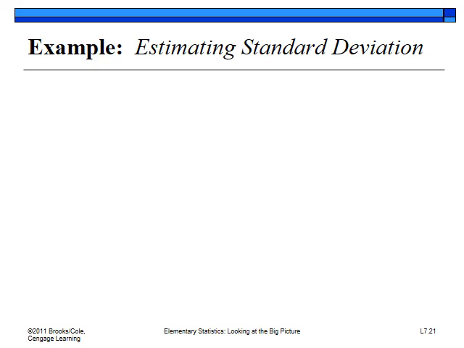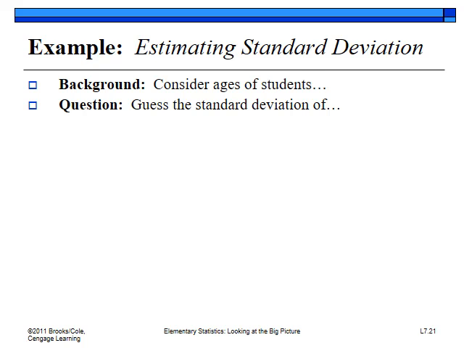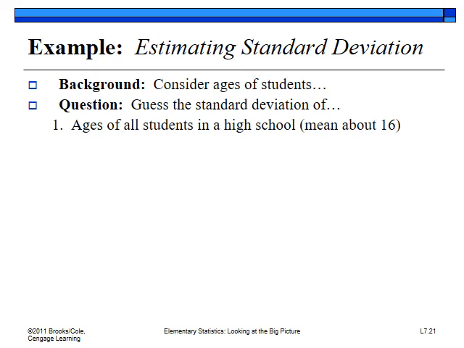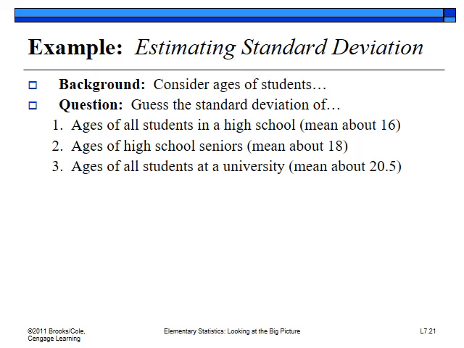Let's consider another example. Consider the ages of students and guess the standard deviation of all students in a high school where the mean is about 16, the standard deviation of the ages of all high school seniors with a mean around 18, and the ages of all students at a university where the mean is about 20.5.